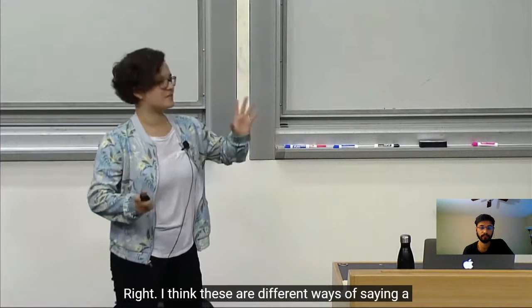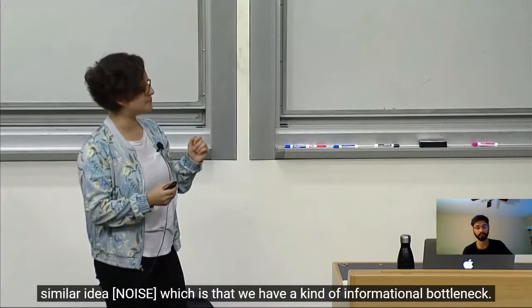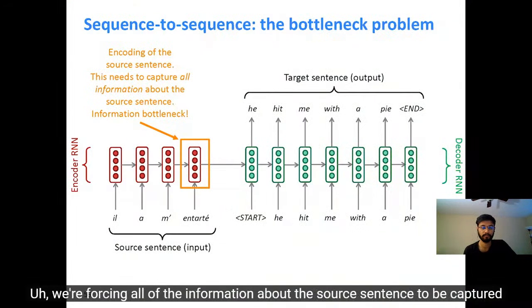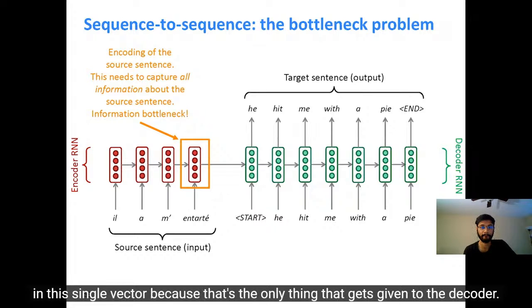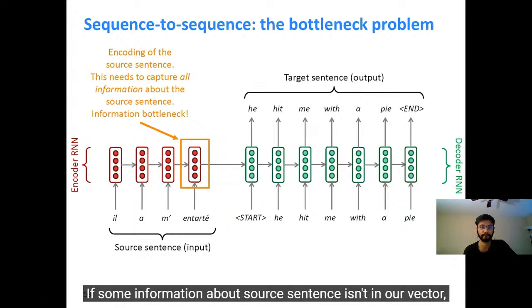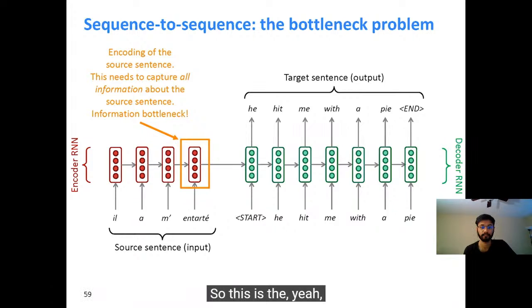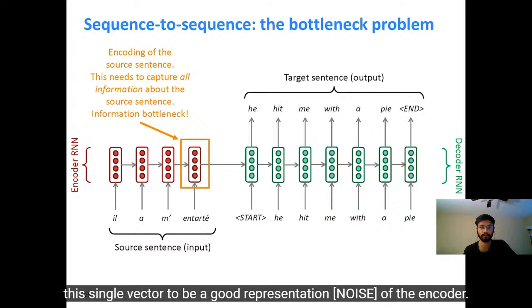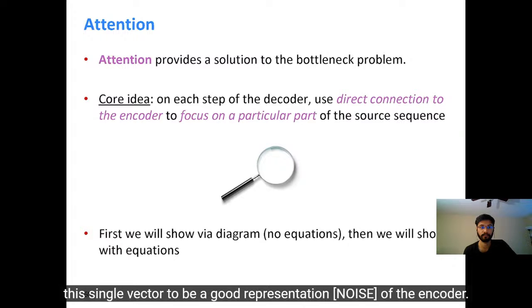Right, I think these are different ways of saying a similar idea, which is that we have a kind of informational bottleneck. We're forcing all of the information about the source sentence to be captured in this single vector, because that's the only thing that gets given to the decoder. If some information about the source sentence isn't in that vector, then there's no way the decoder is going to be able to translate it correctly. So this is an informational bottleneck. It's putting kind of too much pressure on this single vector to be a good representation of the encoder.